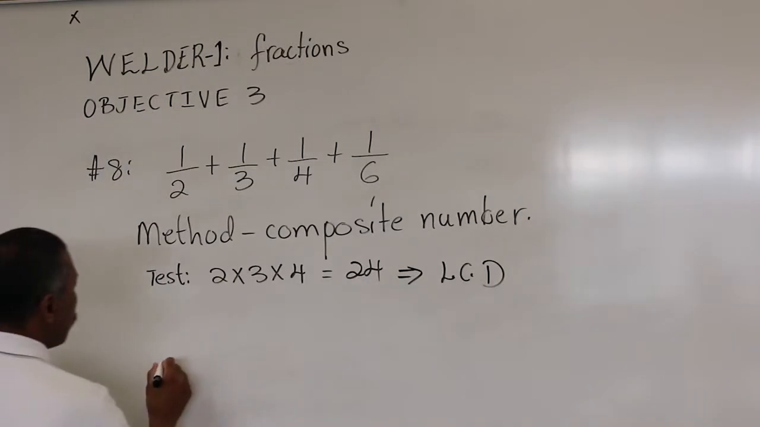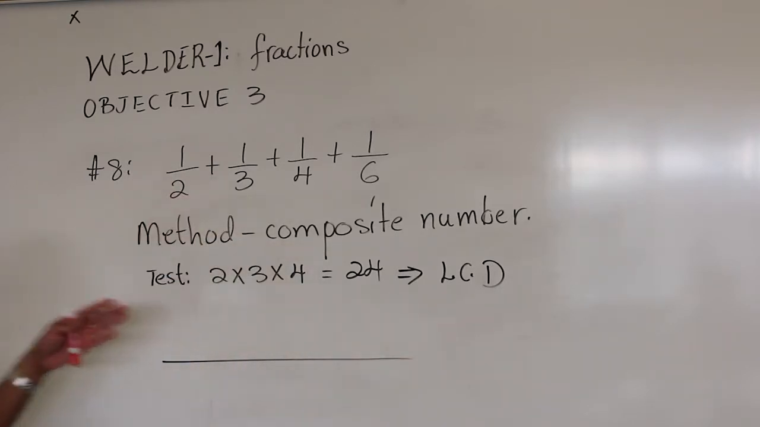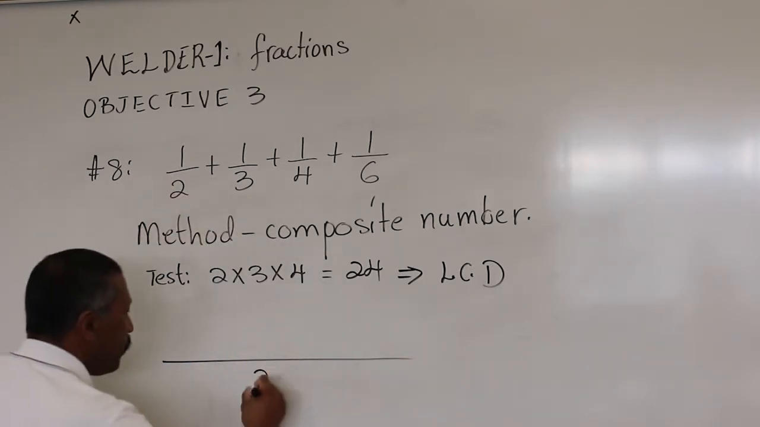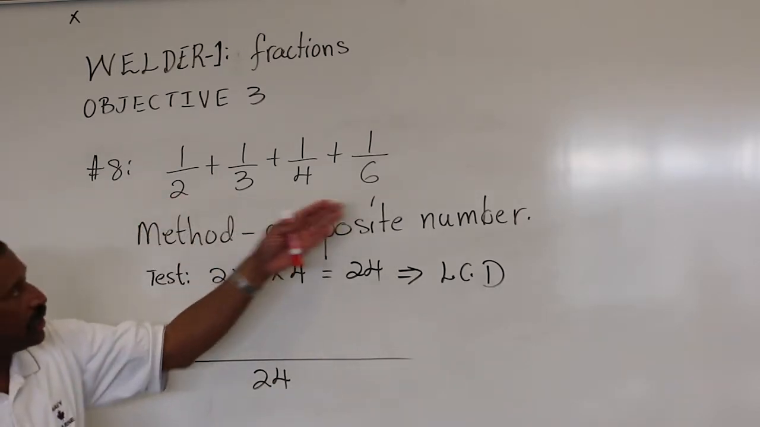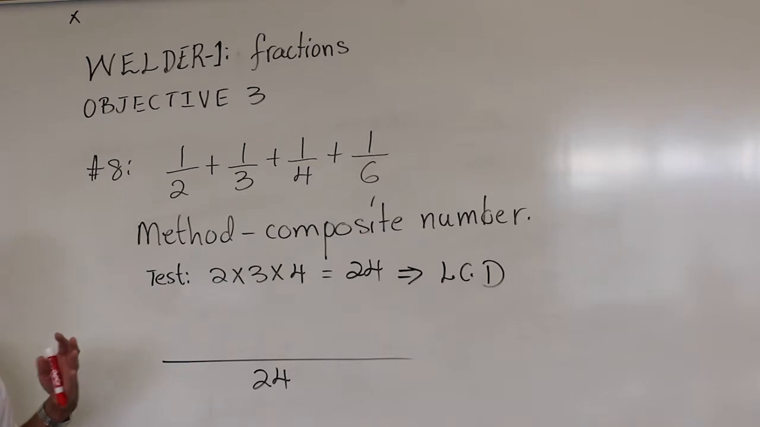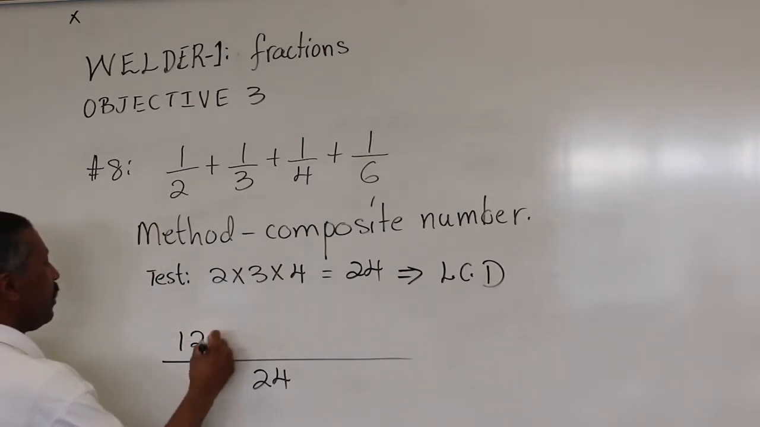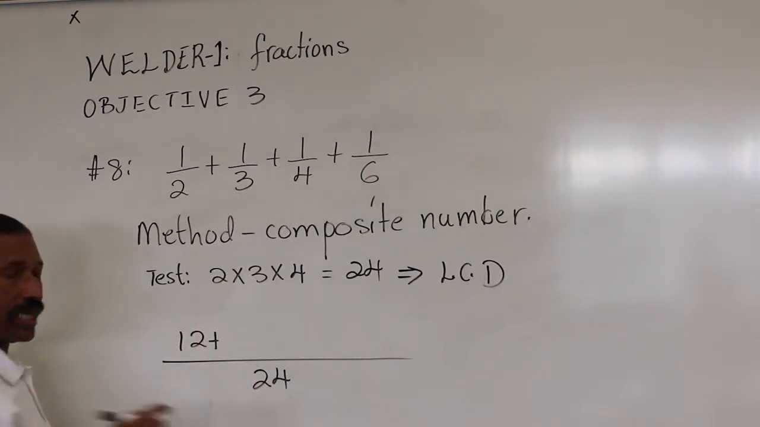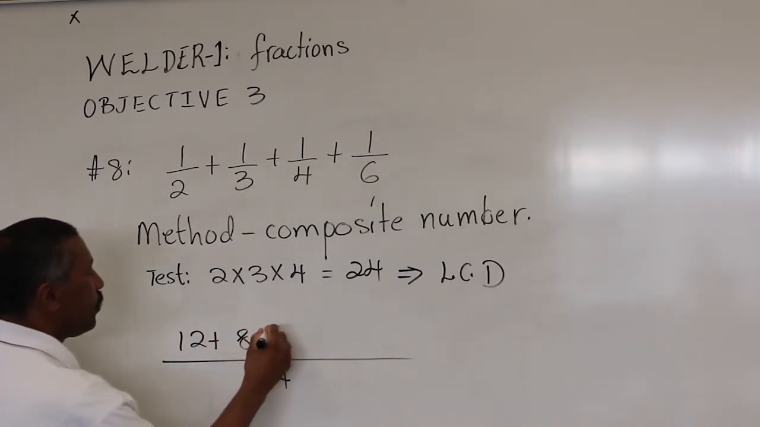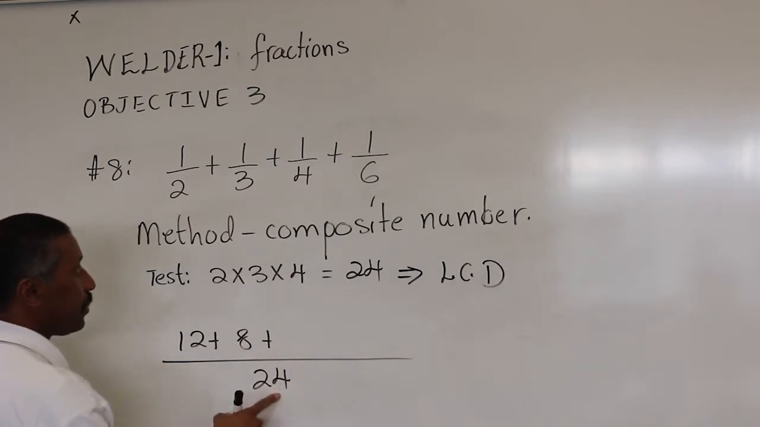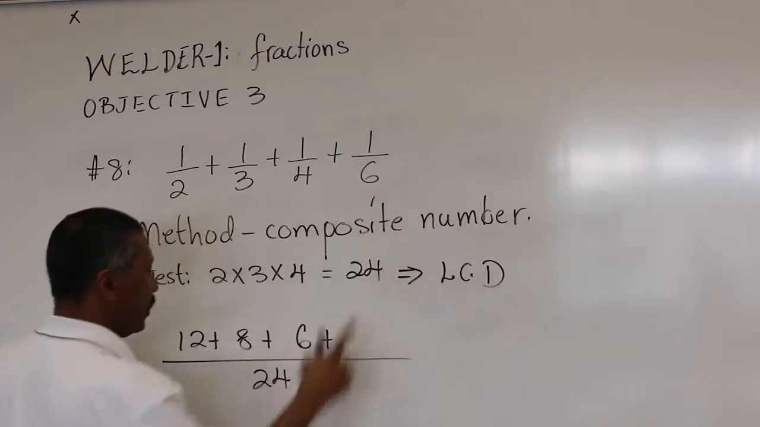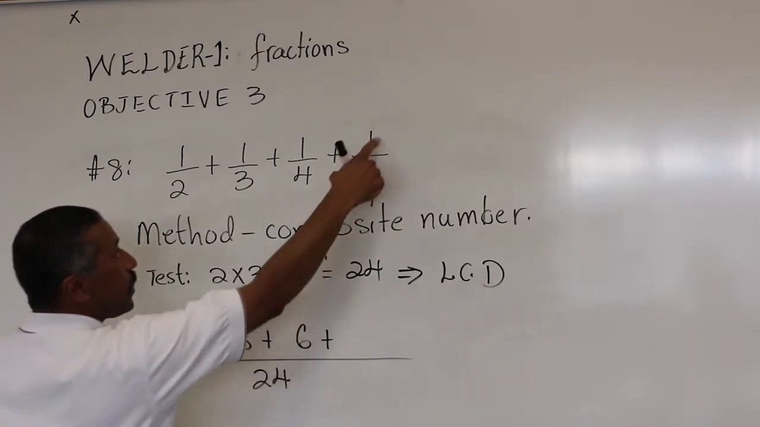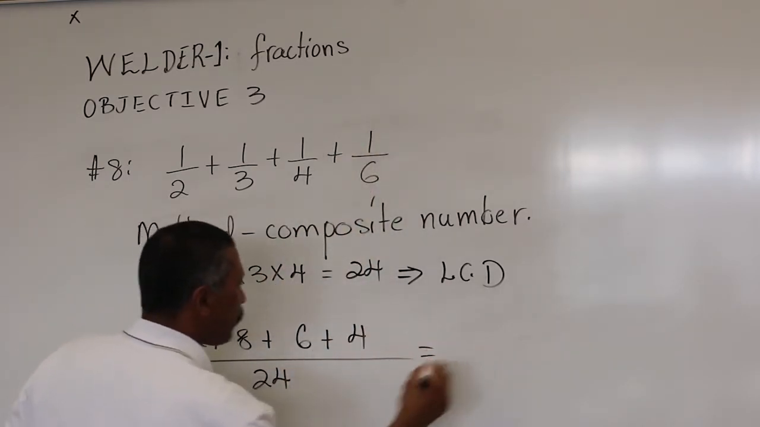So here's an example. Suppose we had to add these fractions up. We would say that 24 is my lowest common denominator. And then you go and do the division technique that we showed you in the early example. So 2 goes into 24 12 times. 12 times 1 is 12. 3 goes into 24 8 times. So 8 times 1. 4 goes into 24 6 times. 6 times the 1. And then last but not least, 6 goes into 24 4 times. 4 times the 1.